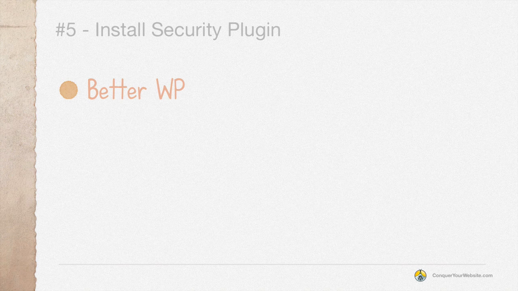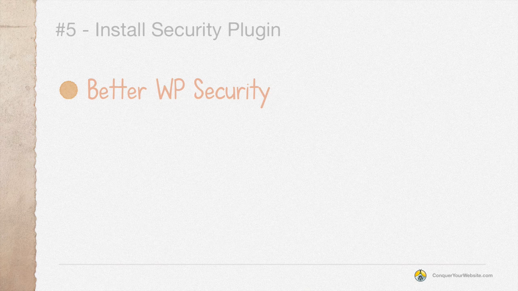So the fifth thing that I always do, once I've got backup ready, is install a security plugin. And the one of choice that I use is Better WP Security. And I'll show you this one. This one has some really great settings to set up and kind of harden your site, if you will, and make it harder for people to hack in and get to your content and your database and those types of things.